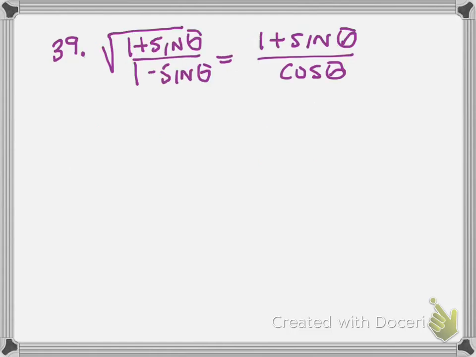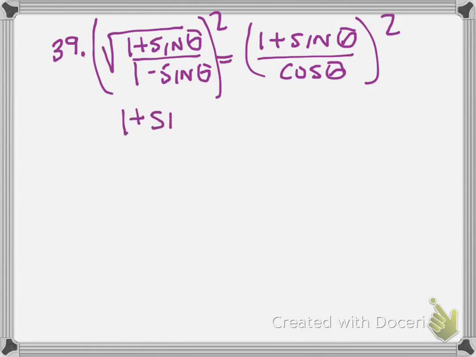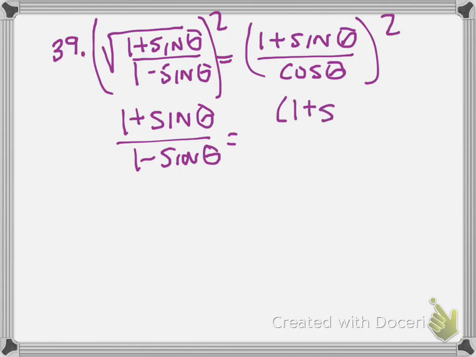So we can take a look at number 39. I think this is the last problem I'm going to help you guys with, but I saw a student today take both sides and square them. Okay, that frees up the left side. And then remember, I have to distribute that squared to both pieces. So I have 1 plus the sine of theta squared on top, and on the bottom I have cosine squared of theta.